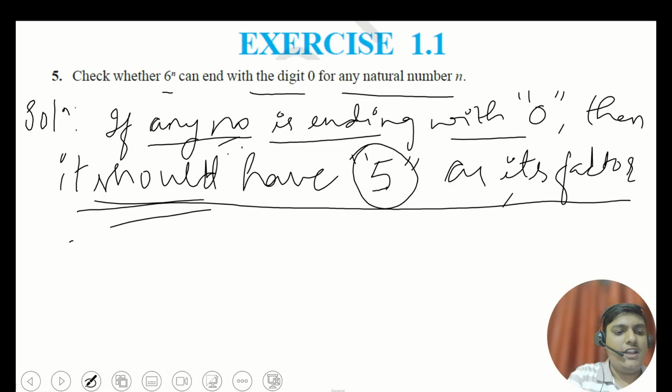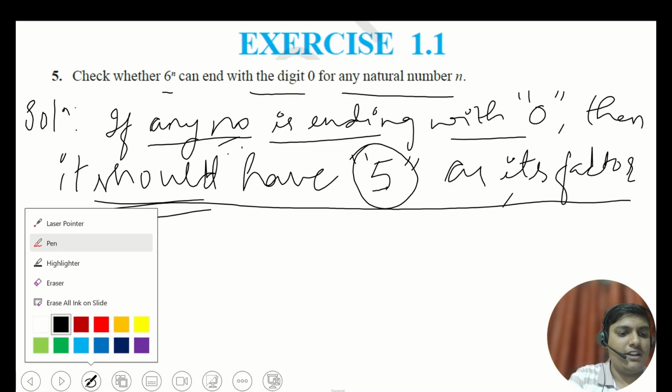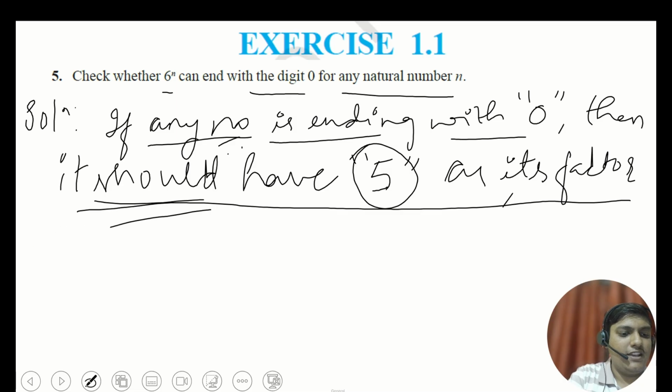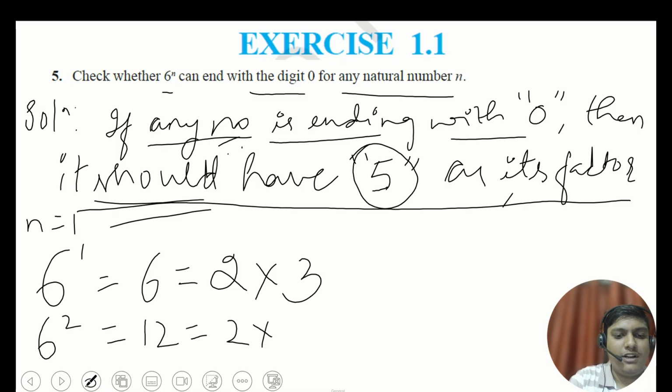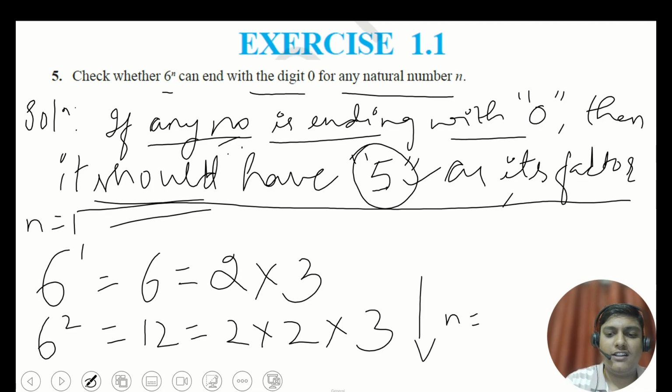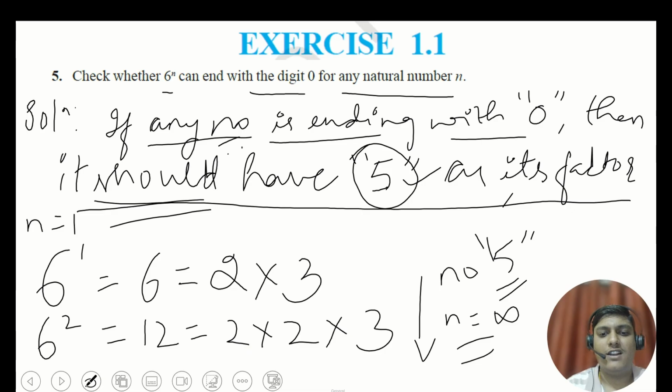Okay, so if I see 6 power n, suppose I take n equal to 1, then it is 6, correct? If I factorize 6, it will be 2 into 3. Are there any factors of 5 here? No. If I take 6 power 2, then it will be 36, which can be written as 2 into 2 into 3 into 3. Are there any factors of 5? If you go on writing till n is equal to infinity, you will not get any factor 5. Hence we can say that 6 power n cannot end with digit 0.